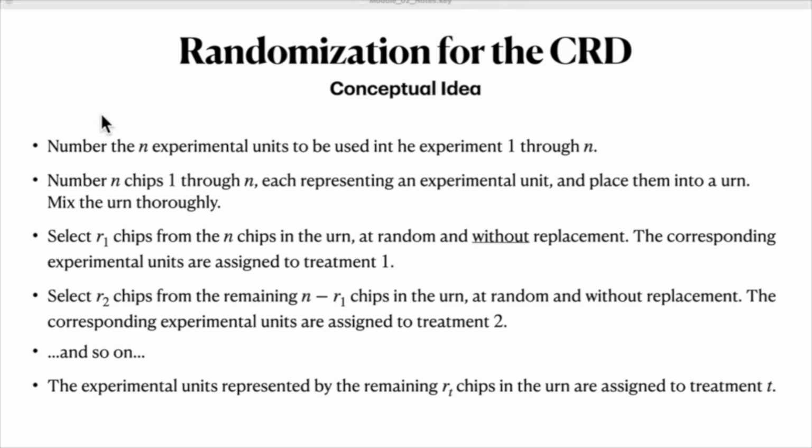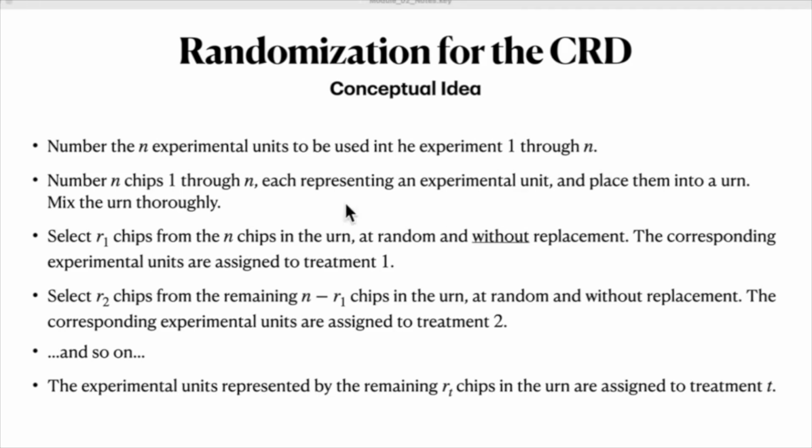We've got a number of experimental units in the experiment. We'll denote that number by n. And so we want to number in some way those experimental units in the experiment from 1 through n. That's the simplest way to do it. We'll just number them 1 through n.